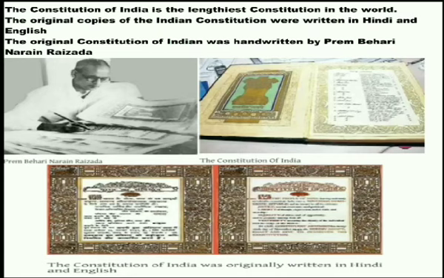In the end, let us know some facts about the Constitution. The Constitution of India is the lengthiest constitution in the world. The original copies of the Indian Constitution were written in Hindi and English. It was not typed or printed. The original Constitution of India was handwritten by Prem Bihari Narayan Raizada.